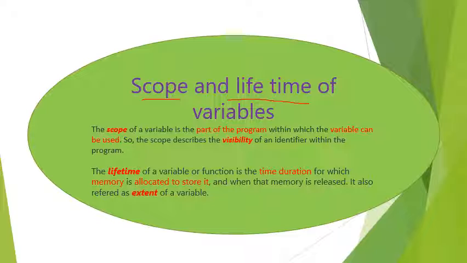The scope of a variable is the part of the program within which the variable can be used. If we declare int a inside a function, we can use that integer a inside that function only. We cannot use that integer a outside that function. This is also called the visibility of that variable or identifier.